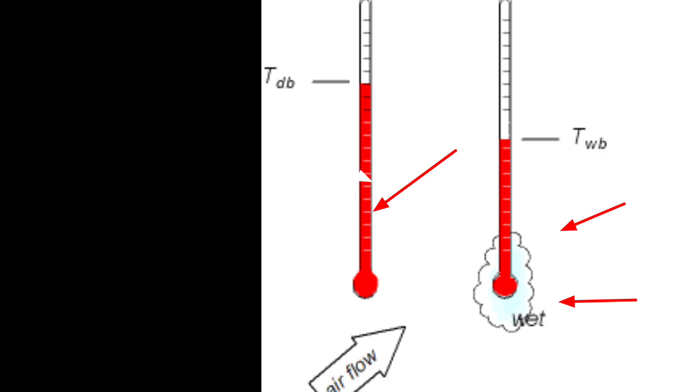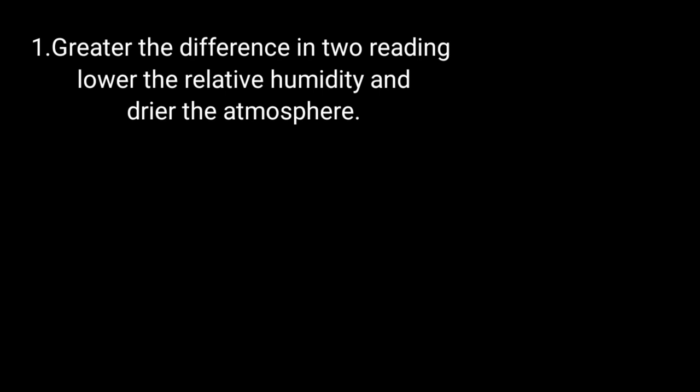wrapped in wet muslin. So thereby it measures the dry temperature as well as the wet temperature. Now it says that the greater the difference in two readings, lower is the relative humidity and drier the atmosphere. So if the temperature at dry bulb is say 20 degrees Celsius and wet bulb is 10 degrees Celsius, the difference is 10, right? So that means more difference, that means relative humidity is lower and the atmosphere becomes drier.